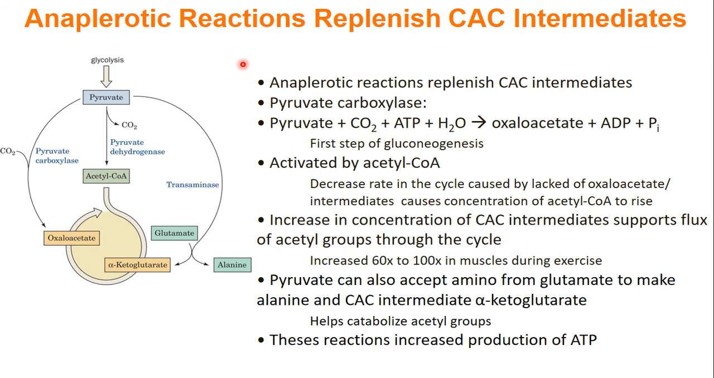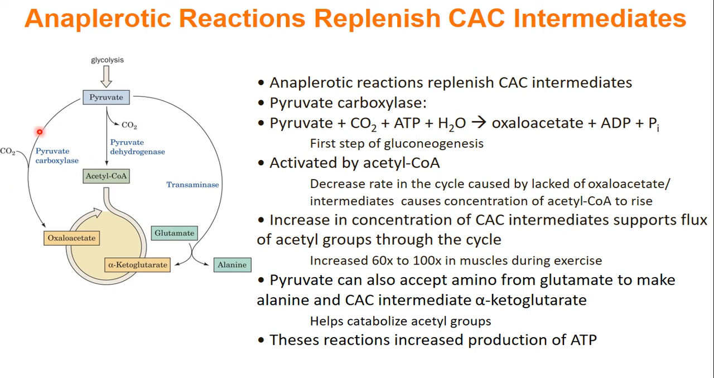Now let's look at the anaplerotic reactions that will replenish our intermediates. First, let's look at the enzyme pyruvate carboxylase. We can take pyruvate and add a CO2 to it with ATP and water to make oxaloacetate. And this is the first step of gluconeogenesis, that is taking pyruvate and making it into oxaloacetate.